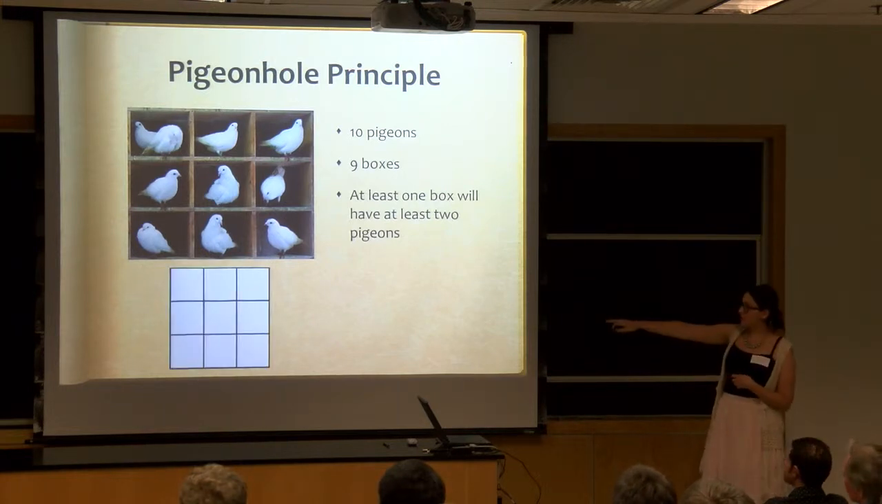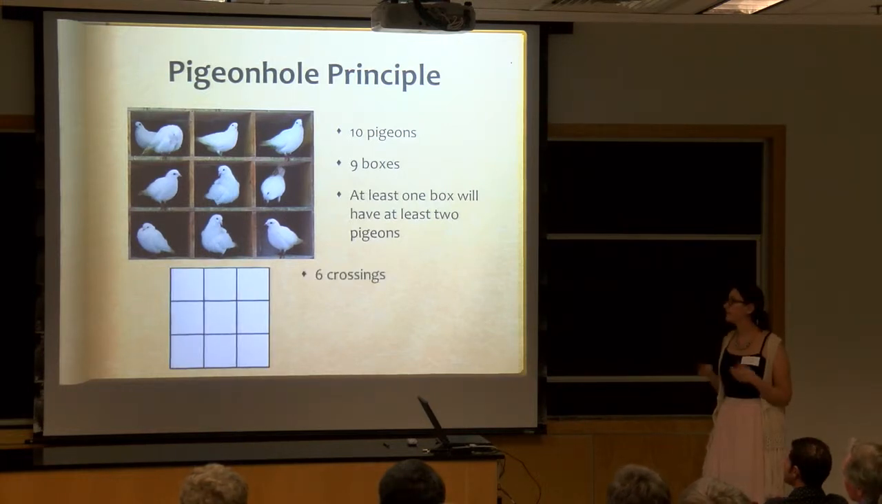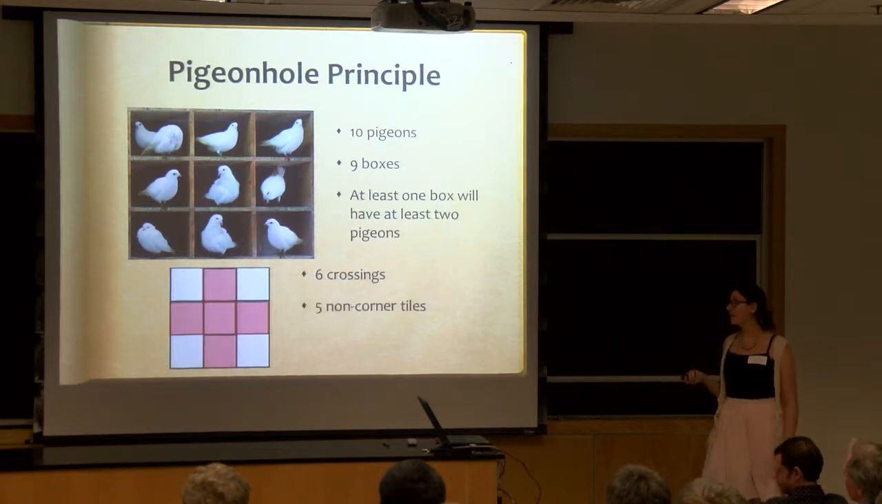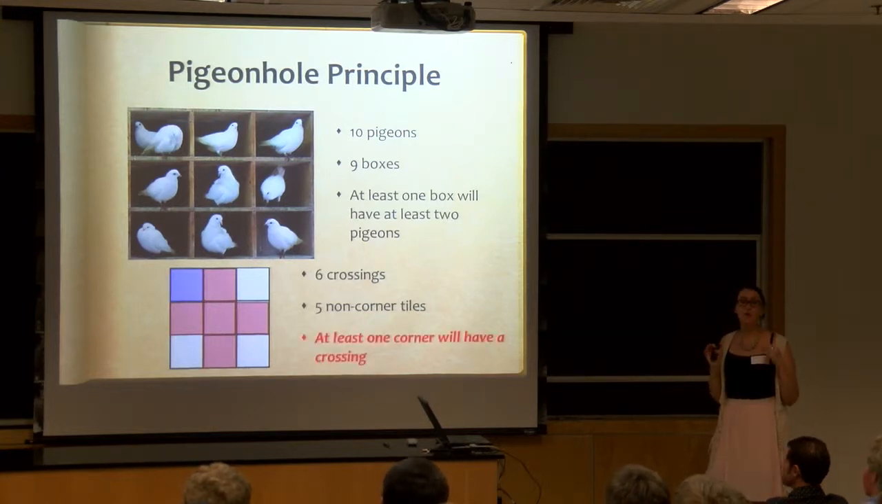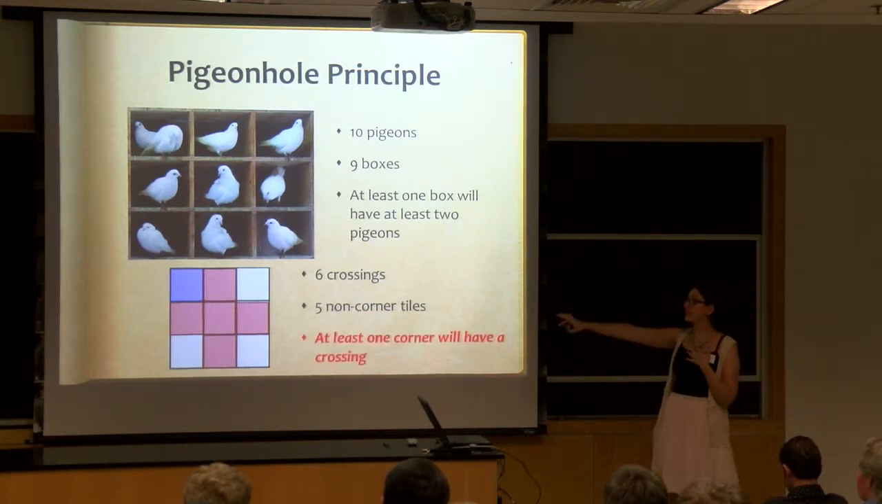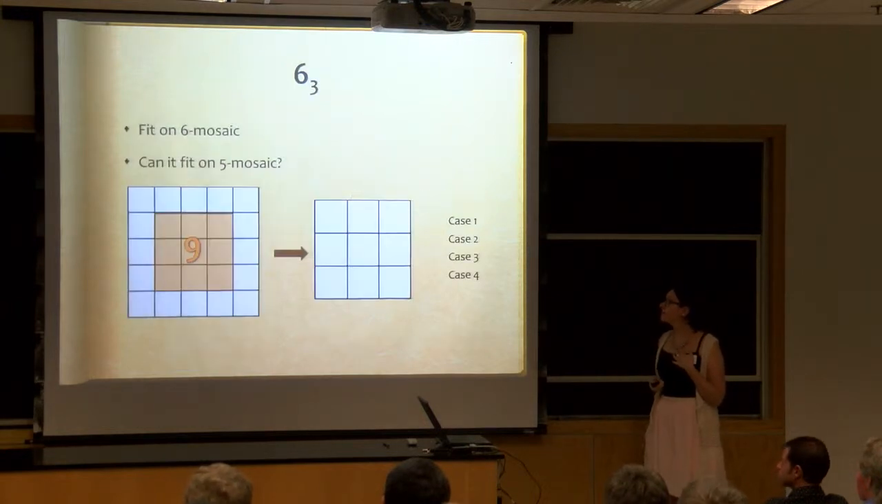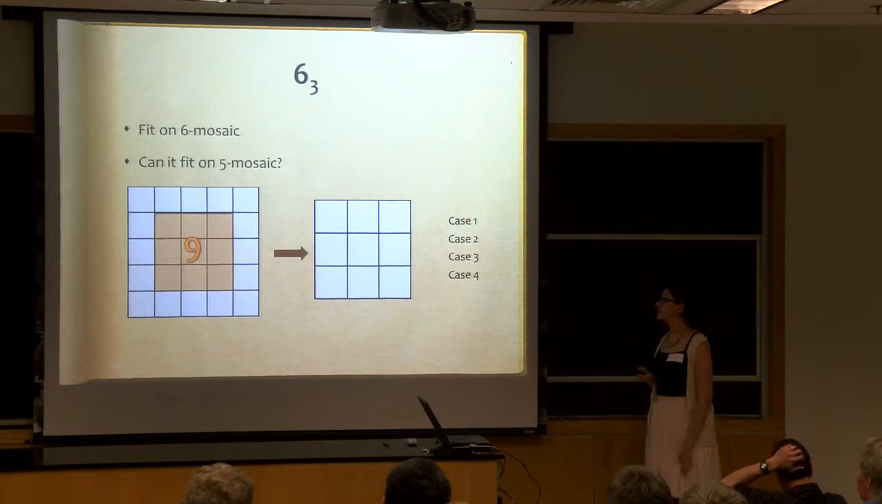So we have, there's our inner board, we're going to use the same idea. So we have 6 crossing tiles to place, and we have 5 non-corner tiles to put crossings. So at least one corner will have a crossing tile. And again, this is our inner board. So going back to that, we were able to use this to break it down into 4 different cases.